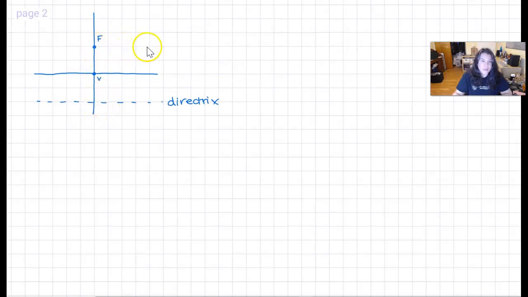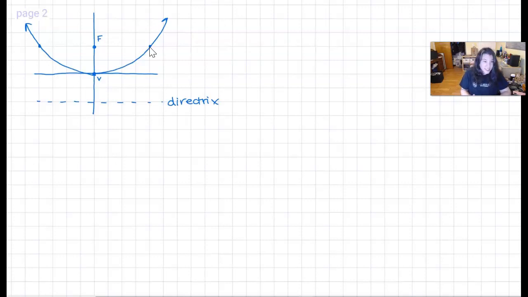So I'm going to go half that to the right. I'm going to go 4 units to the right, 4 units to the left. That gives me my parabola. I know how wide to make my parabola. So it's kind of handy.